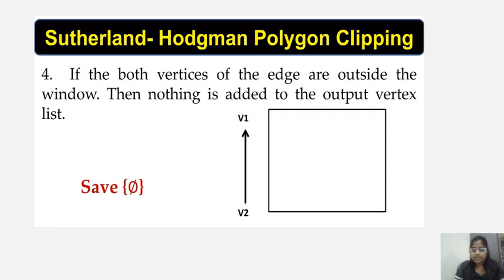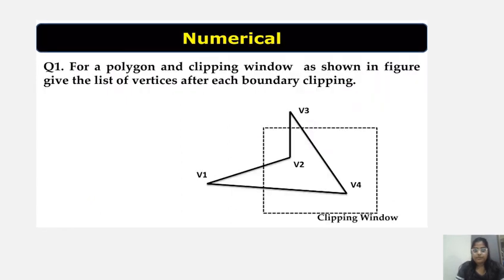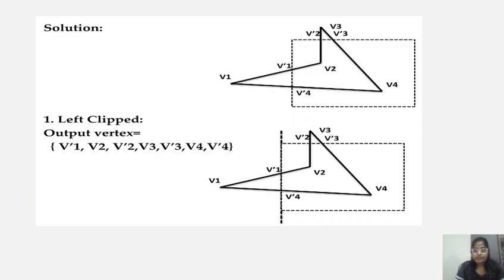Based on these cases, if we consider a particular example, then it will be this. So consider one numerical. Here they gave a numerical as for a polygon and clipping window as shown in the figure. Give the list of vertices after each boundary clipping. This is the clipping window and the polygon given as this. If we clip the polygon based on the rules which we discussed earlier, then it will be the solution of this.